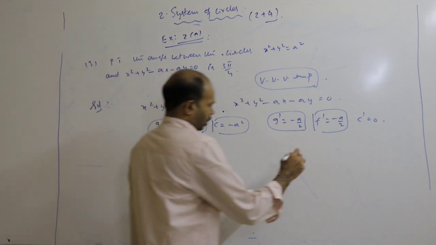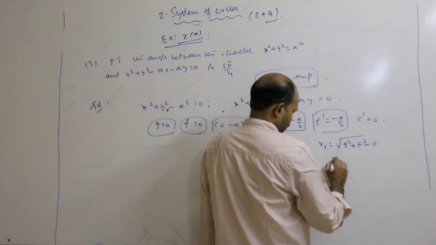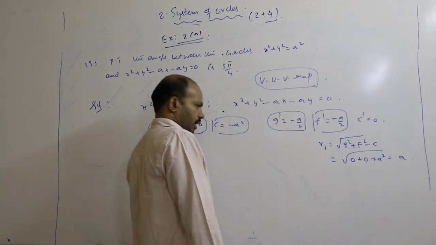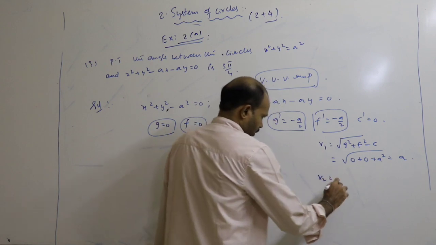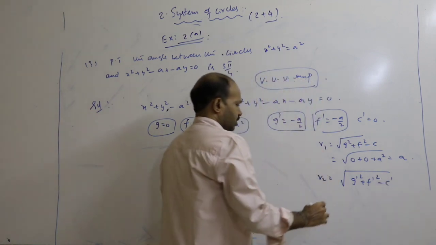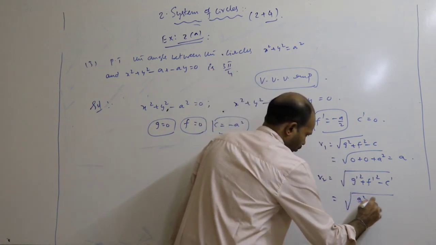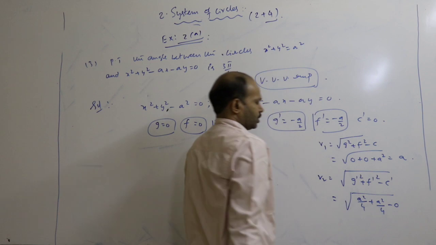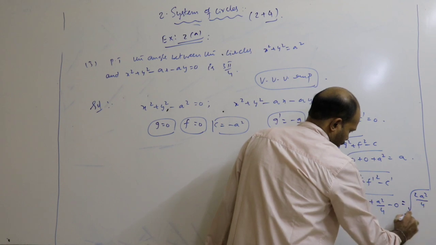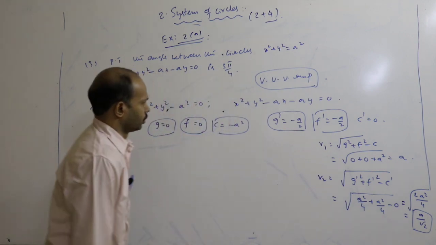We know what is the formula of R1? Radius 1 is root of g square plus f square minus c, that is 0 plus a square, so radius 1 is a. R2 is equal to root of g dash square plus f dash square minus c dash, which is under root of a square by 4 plus a square by 4 plus 0, that is 2a square by 4, that is a by root of 2.